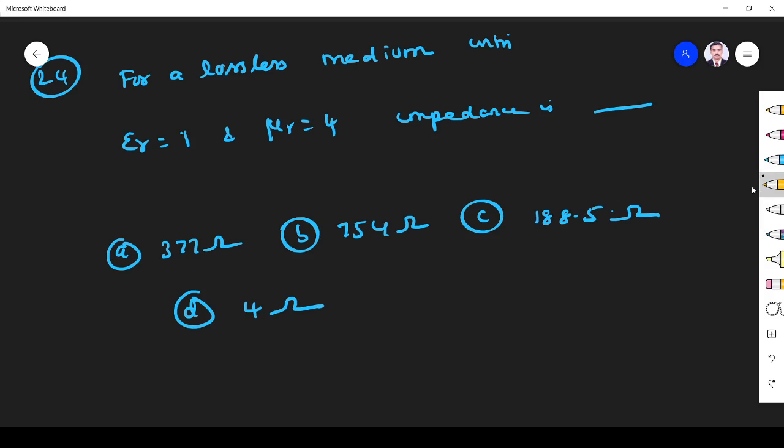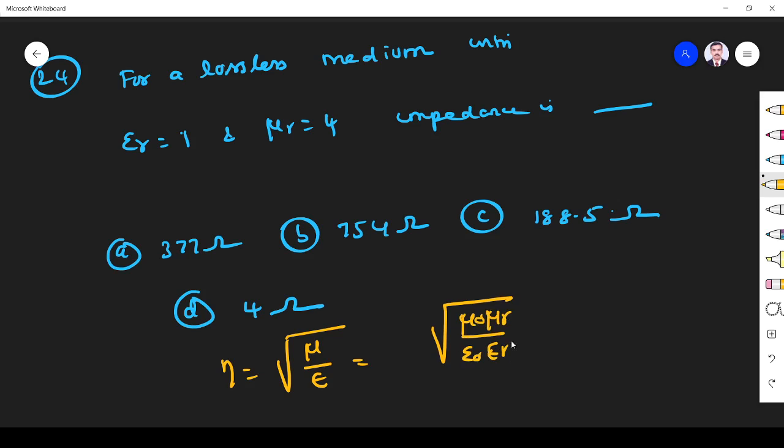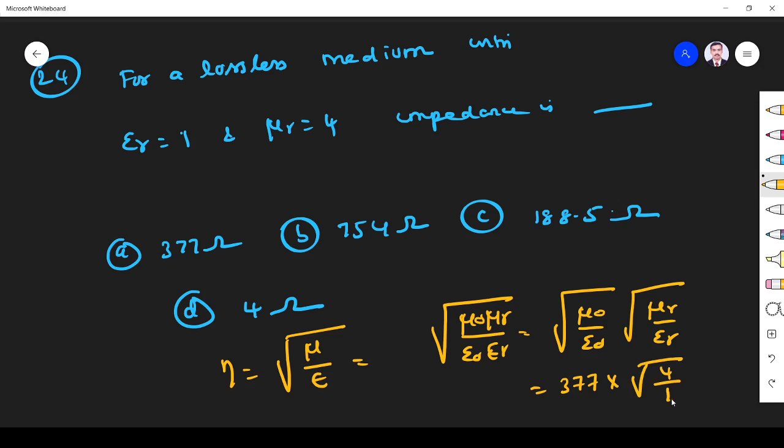Next question is, for a lossless medium with epsilon r equal to 1 and mu r equal to 4, find the impedance. We know impedance eta is equal to root of mu by epsilon, which is equal to root of mu naught mu r divided by epsilon naught epsilon r. So root of mu naught by epsilon naught, multiplied by root of mu r. This mu naught by epsilon naught root is 377 ohm. Mu r is 4, epsilon r is 1. So root 4 is 2, so that is equal to 754 ohm. So option B is the right answer.